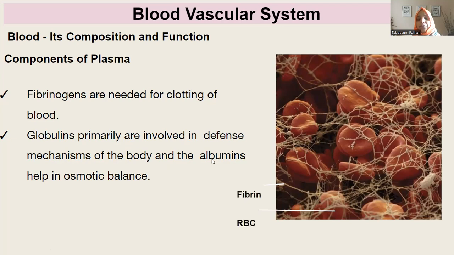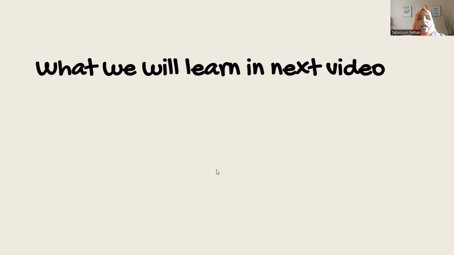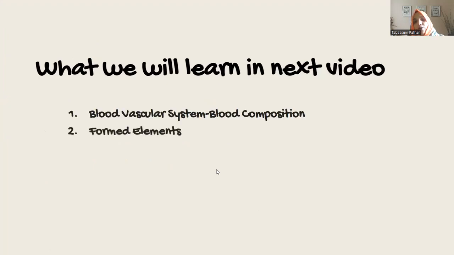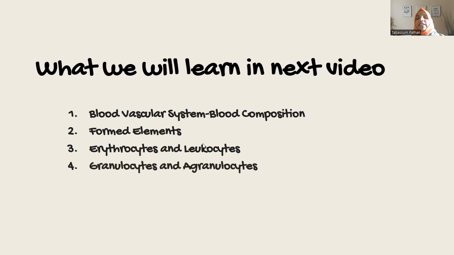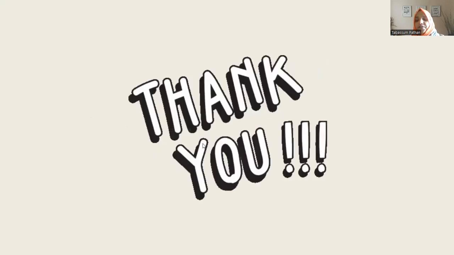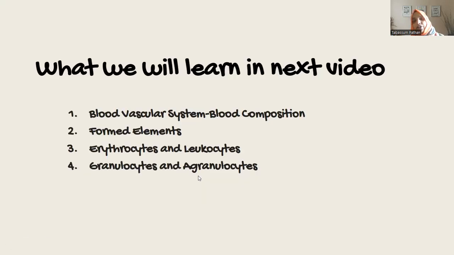So you can see the picture. This is a clotted blood picture, right? That's all for this video. In the next video, we will be talking more about the blood composition, the different types of cells in the blood, that is the formed elements, RBCs and WBCs, that is erythrocytes and leukocytes. Also, we will see the types of leukocytes in the next video, granular and agranular.